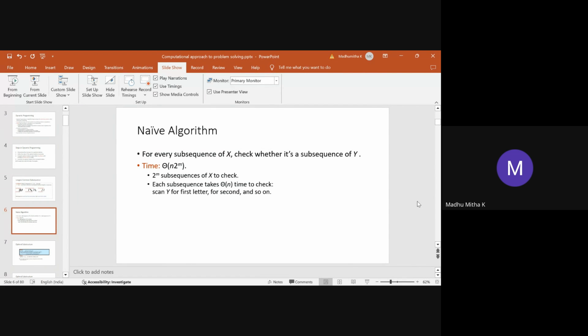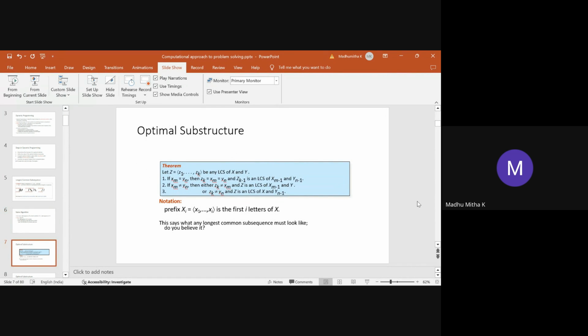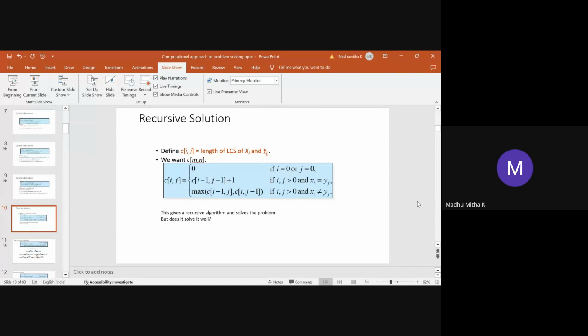In the naive algorithm, here you can see the subsequence of X, where you can check the subsequence of Y solutions. So you can have an exponential running time, on the order of n times 2 to the power m. You have subsequence divisions of Y in the entire subsequence of X. These are some of the problems you can solve for the longest common subsequence.